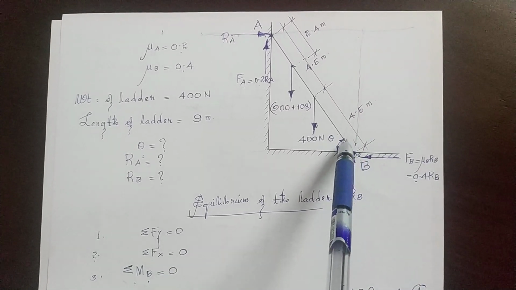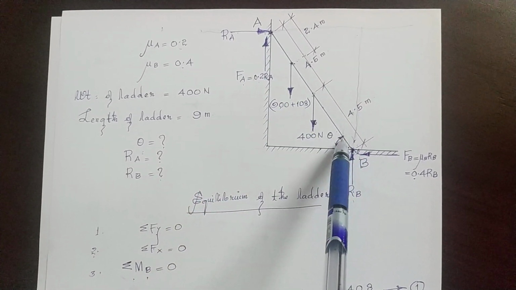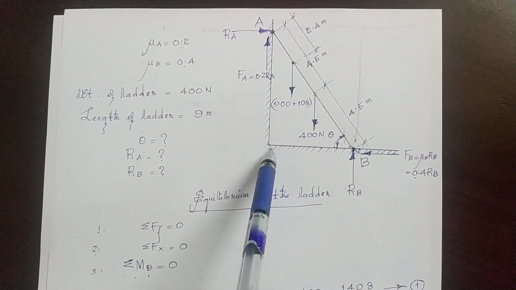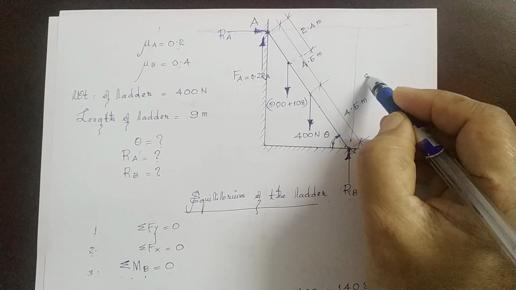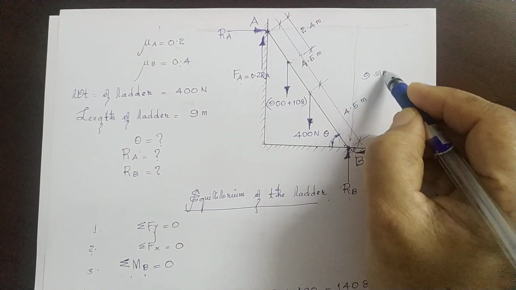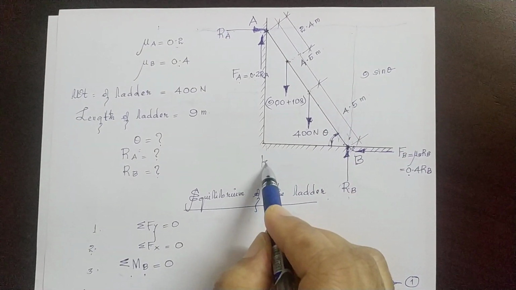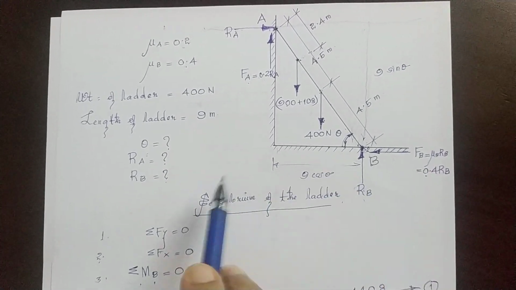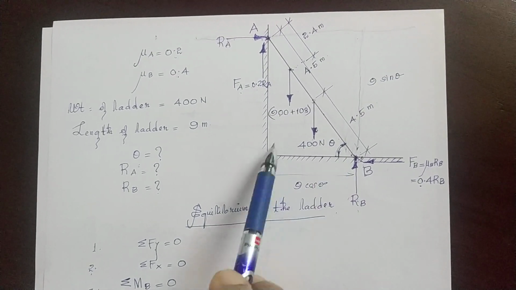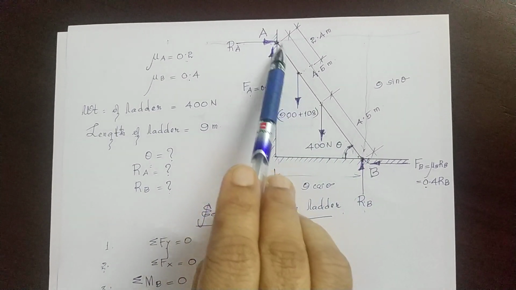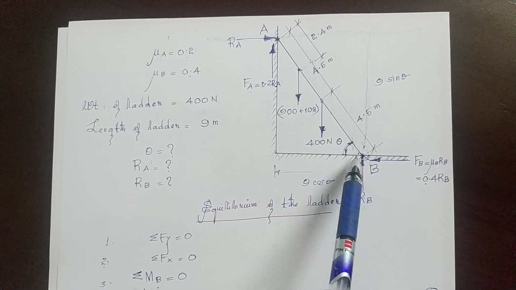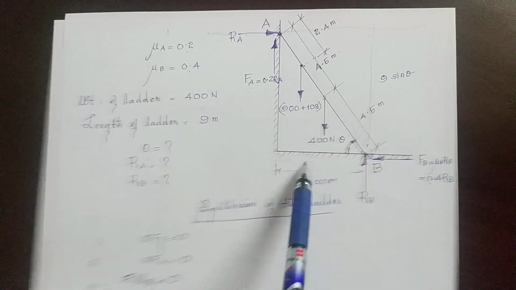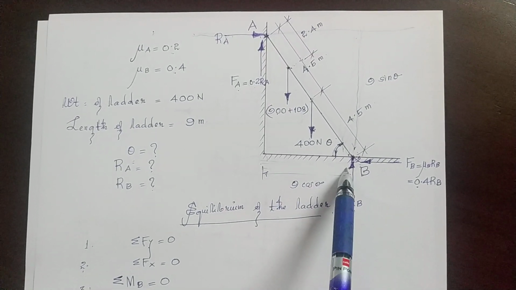Very simple. This ladder is 9 meter long. This inclination is theta. So, what is this height? The height would be length 9 sine theta, and this would be 9 cos theta. Simple trigonometry. If this is theta, we have this right triangle with the hypotenuse as the length of the ladder, which means that this altitude would be 9 sine theta and this would be 9 cos theta.